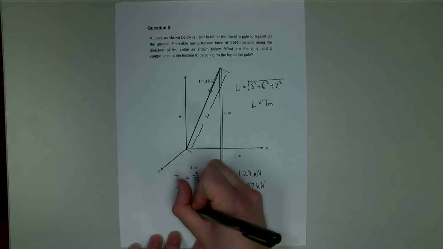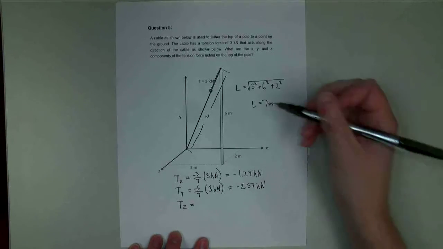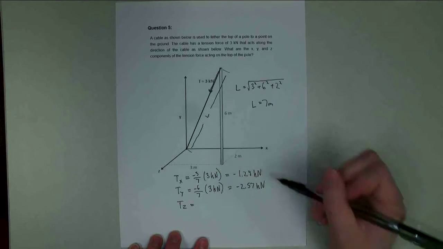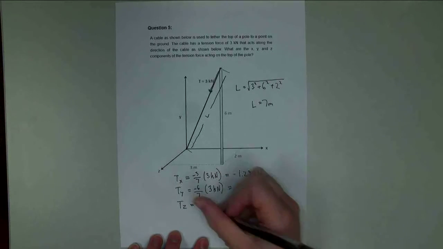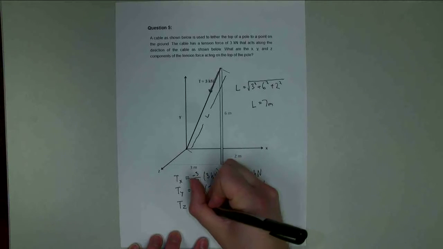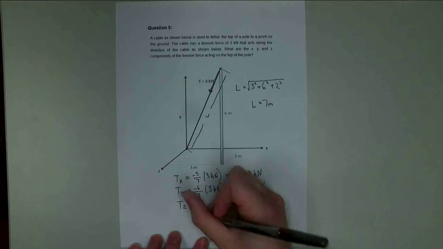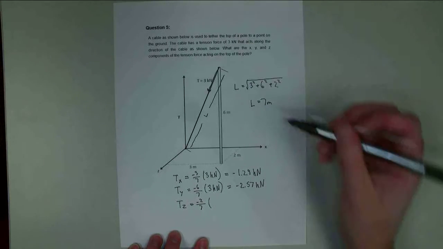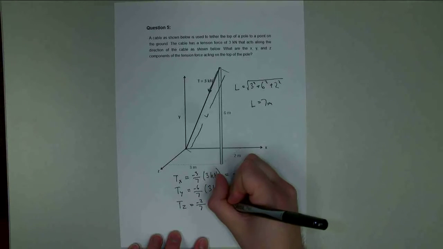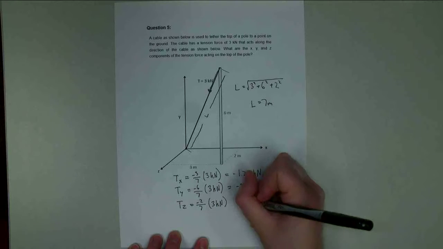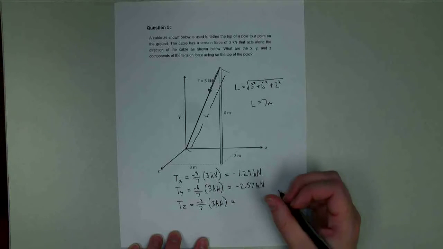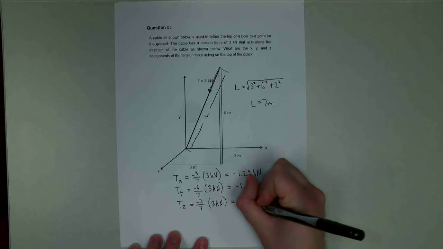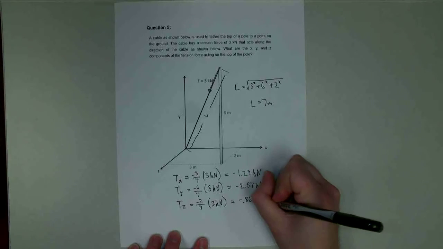Finally, in the z direction, I'm going back 2 meters this way. So -2. My total length of the cable is still 7. And I multiply this by the overall magnitude of the tension force, which is 3 kilonewtons. And so for this, if I multiply the numbers out, I get -0.86 kilonewtons.